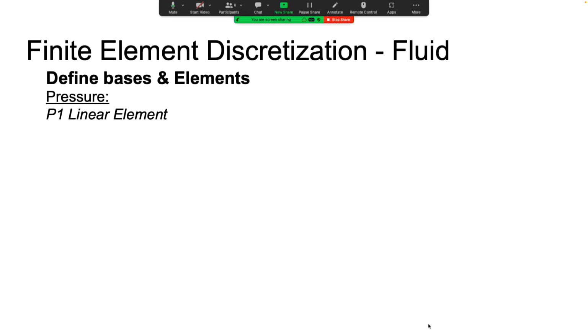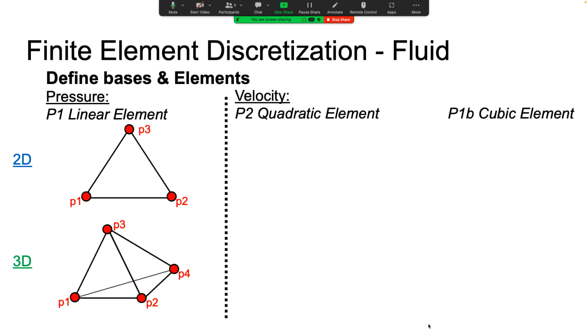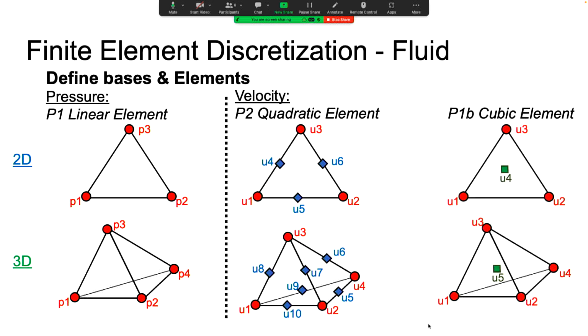Basically, you define the basis and your elements, and you project. One of the simplest ways is to project the pressure on a linear basis, which in 2D is the linear triangular element, or the linear tetrahedral element. And you project the velocity on a quadratic or a cubic element, which has the extra points in 2D and in 3D, and the cubic element has something called the bubble element in the middle.